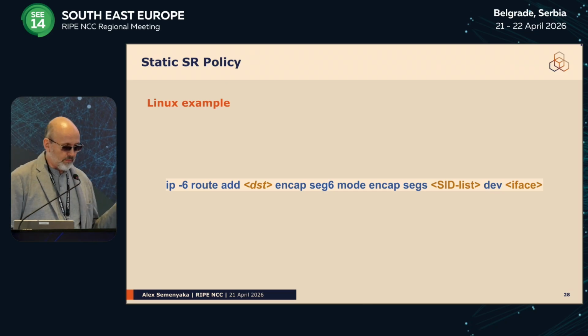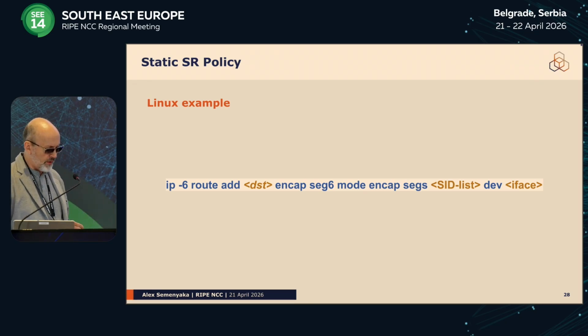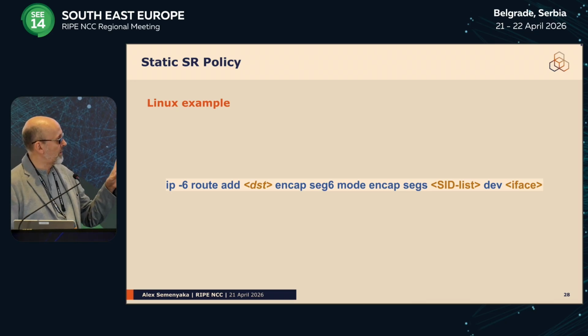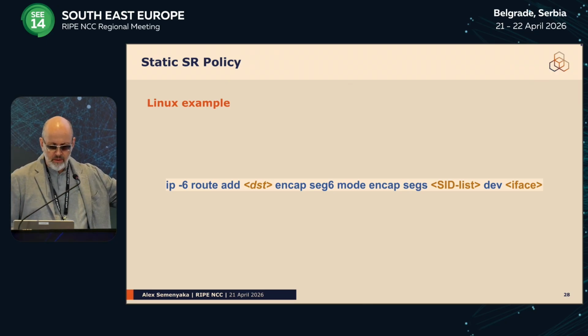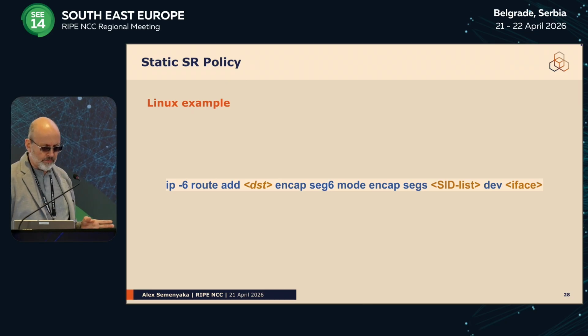That's the Linux example. Linux is supporting segment routing for quite a long time. So to start with the static segment routing policy, we can use just this command you see on the screen. It's simple. So we can start doing this immediately, and you can spot here the word encap. So theoretically, as I said, Linux can insert SRh, but in reality it doesn't. It uses the encapsulation as well.